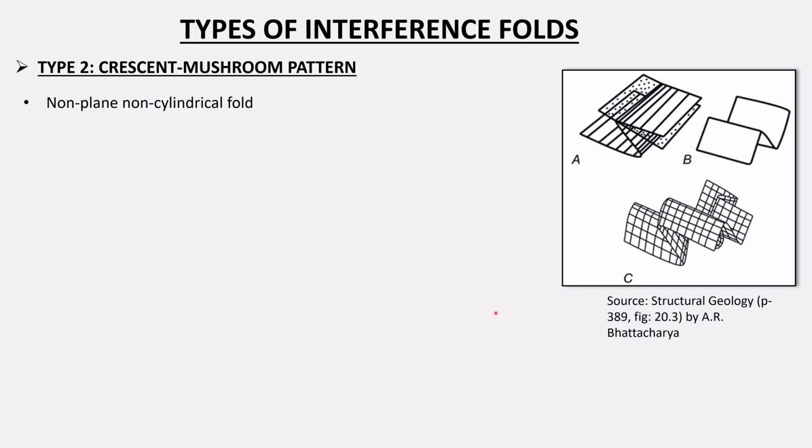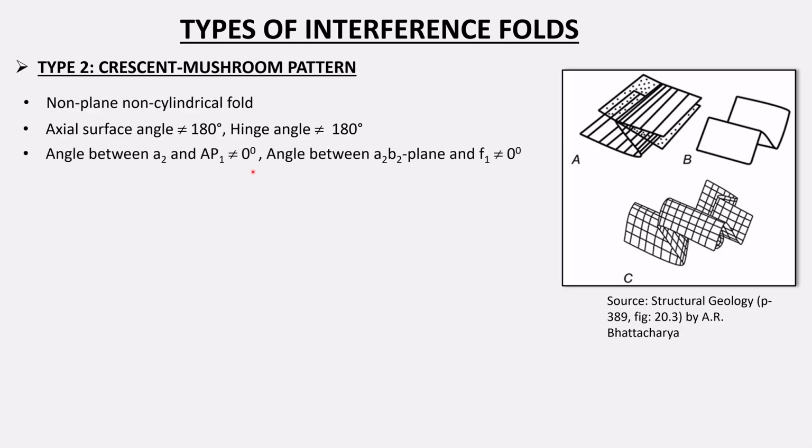The next one is type 2, which is a crescent mushroom shape pattern. Basically, they are non-plane, non-cylindrical folds. That means the hinge line and also the axial plane are curved. Here the first generation of fold, here the second generation of fold, and by superimposing them, we get the final generation fold. Here the axial surface angle is not equal to 180 degrees, and the hinge angle is not equal to 180 degrees, as they are both curved.